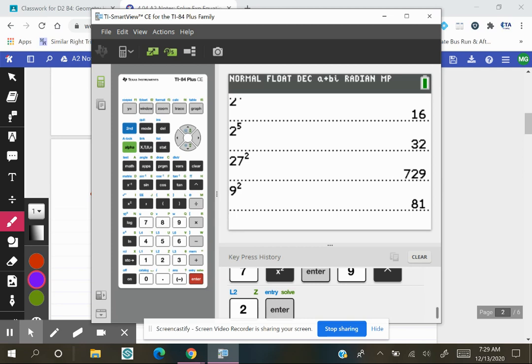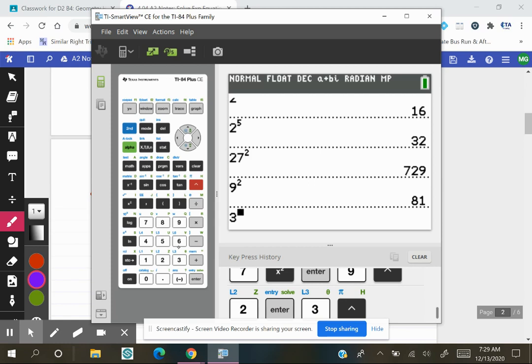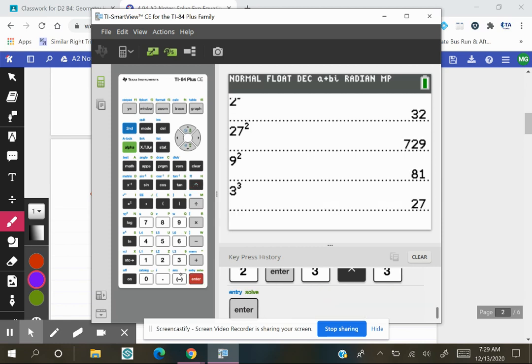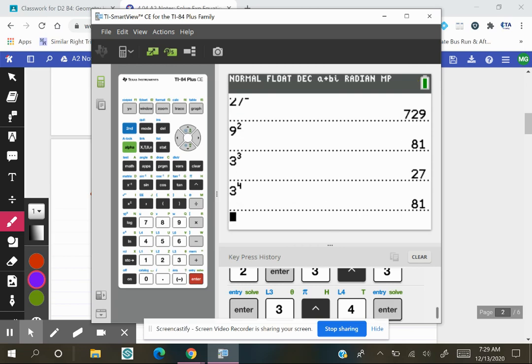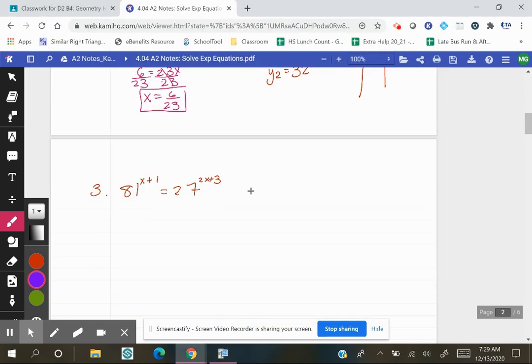So let's see if we could write them with a different base. What other base could I rewrite 27 with? Well, we can't do a 2, maybe a 3. So 3 squared is 9, and 3 to the third, oh, that's 27. So can I write 81 with a base of 3? Let me try 3 to the fourth. Oh, and that's 81. So that means I can write both of them with a base of 3.